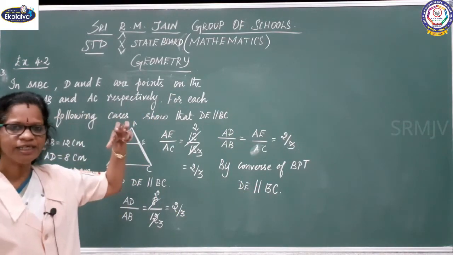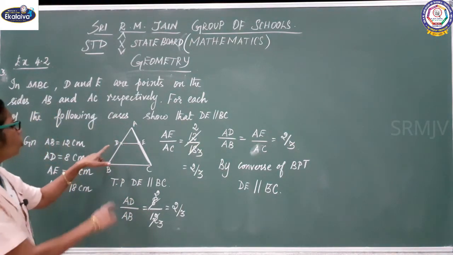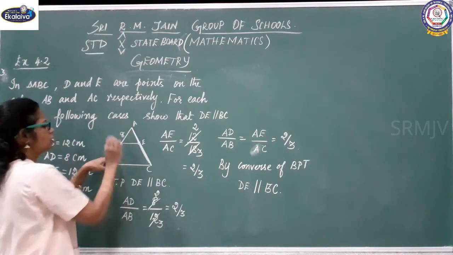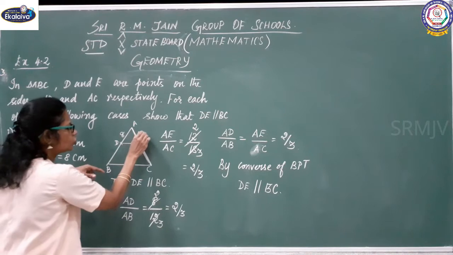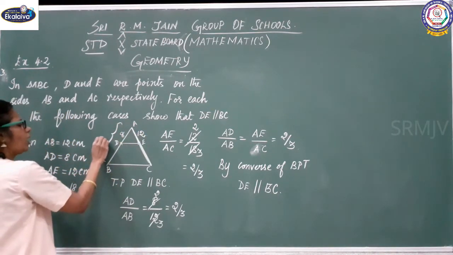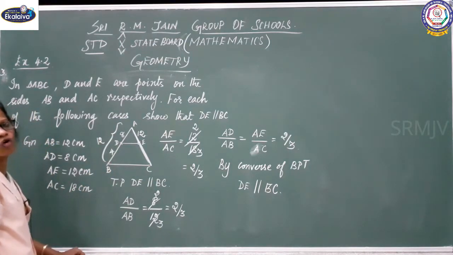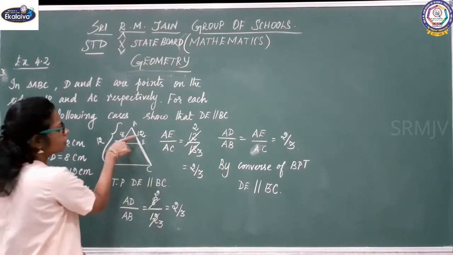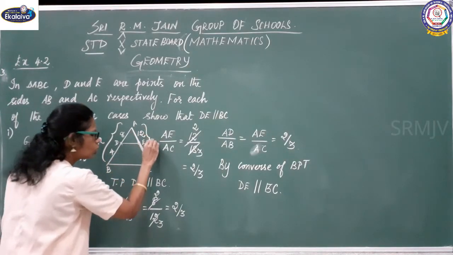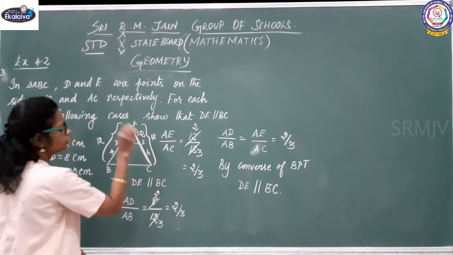But BPT says that AD by DB. What is AD? AD equal to 8. AE equal to 12. AB, the total is 12. That means what is BD? BD is 4. Here AE is 12. What is EC? The total is 18. The value will become 6.